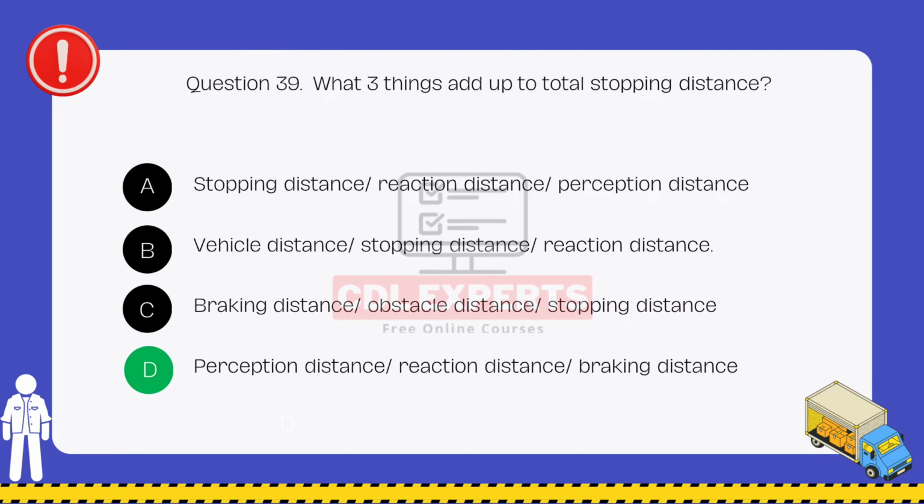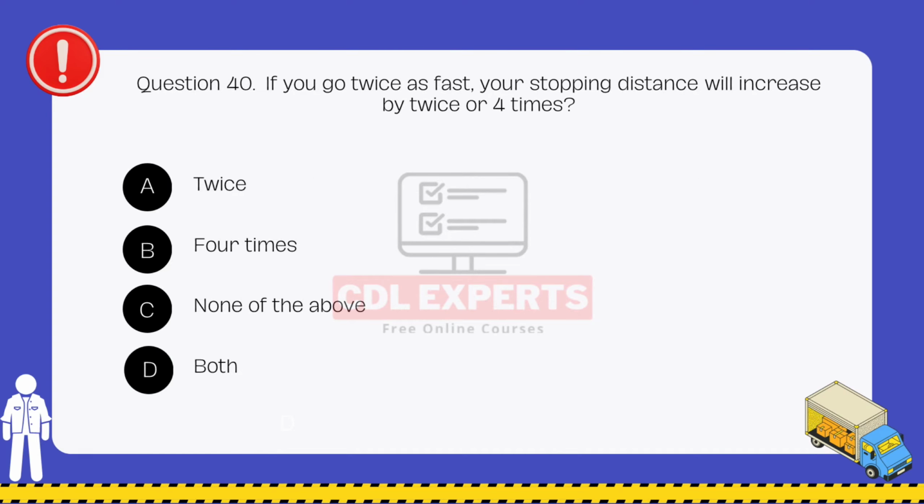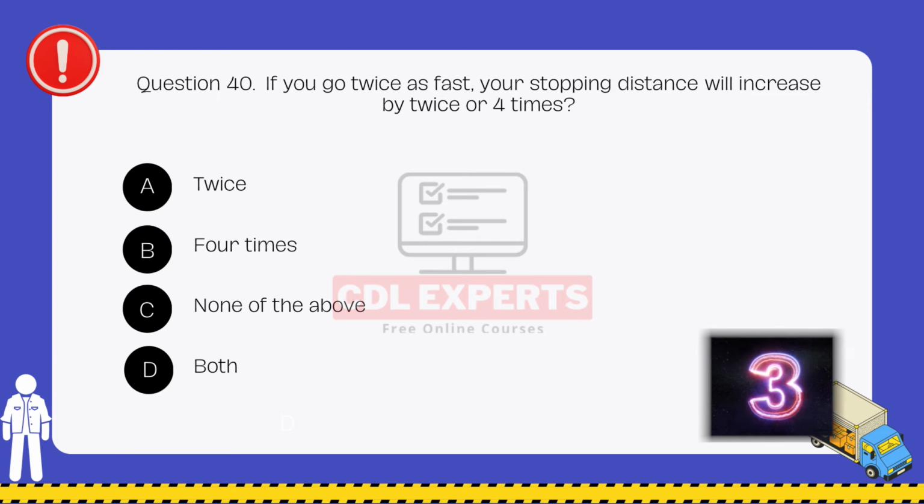The correct option is D. If you go twice as fast, your stopping distance will increase by twice or 4 times. Twice, 4 times, none of the above, both.